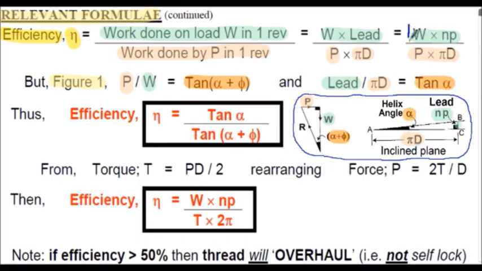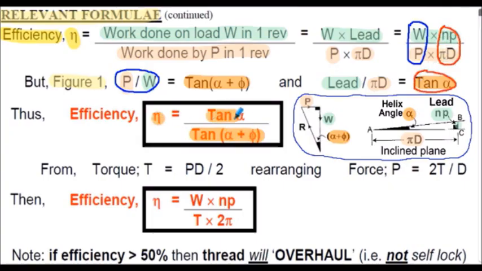So replacing W upon P here with P upon W here, we will have in the denominator tan of alpha plus phi, and replacing the lead NP divided by pi d with tan alpha, efficiency can be shown to be tan alpha divided by tan alpha plus phi.